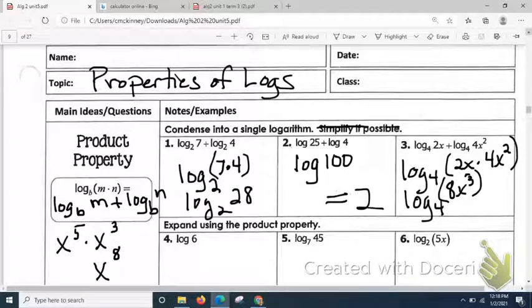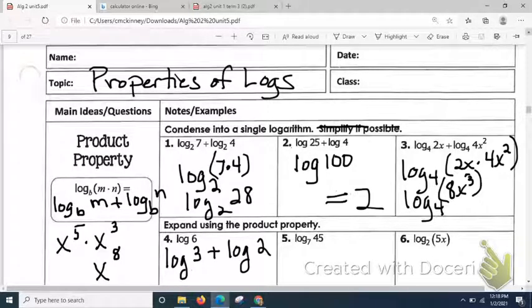So if we're going to expand, then we need 2 things that multiply to be 6. So for instance, this would be the same as saying log of 3 plus log of 2. So expand, we're going to get bigger. And typically what we're going to see is something more like number 6.